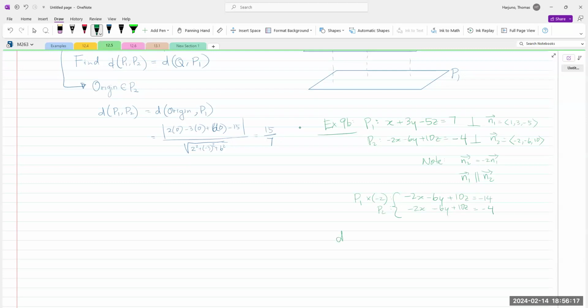So what is the distance between plane 1 and plane 2 then? Well, that will be the difference between those two, absolute value of negative 14 minus negative 4 over square root of negative 2 squared plus negative 6 squared plus 10 squared. That will be 10 over square root of 140. And anything from there, you simplify yourself.